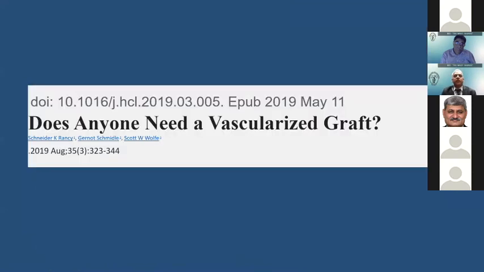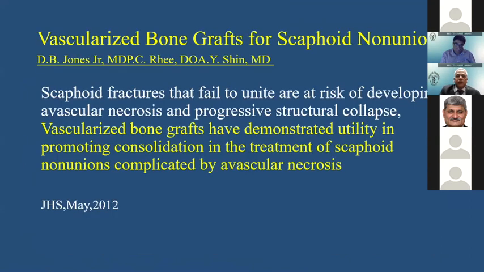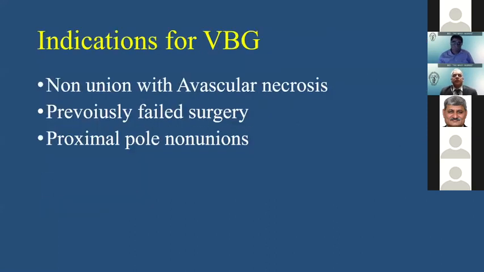So the next question is, does everyone need a vascularized graft? Well, if you look at this paper, May 2012, those fractures which fail to unite are likely to develop avascular necrosis and a progressive structural collapse. So vascularized bone graft has demonstrated utility in promoting consolidation in the treatment of scaphoid non-unions which are complicated by avascular necrosis. Going further, what are the indications of vascularized bone graft for scaphoid non-union?